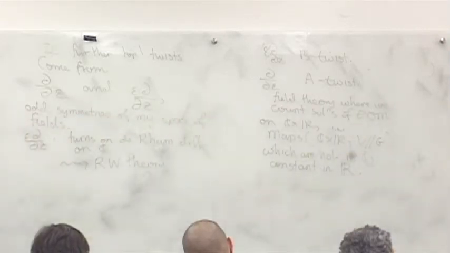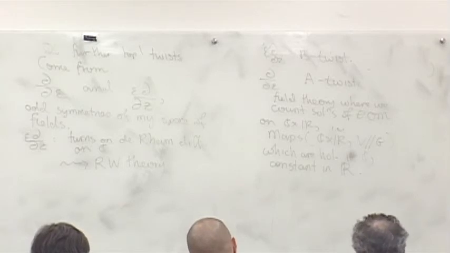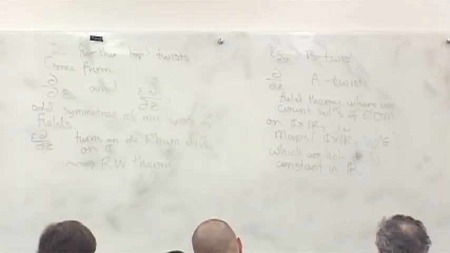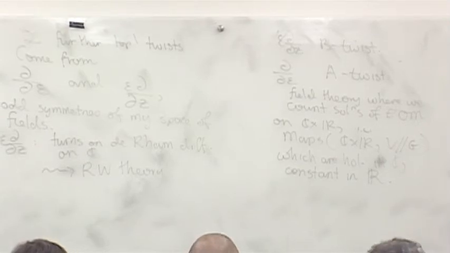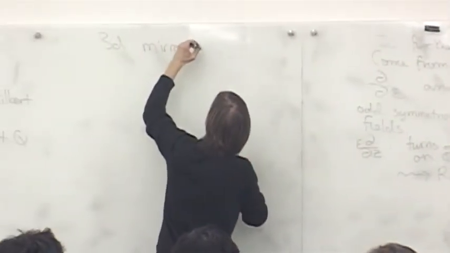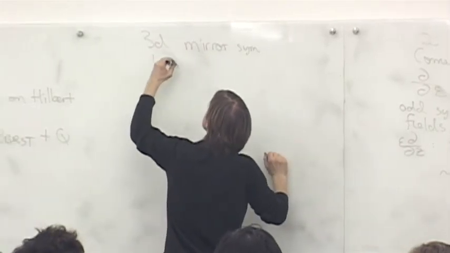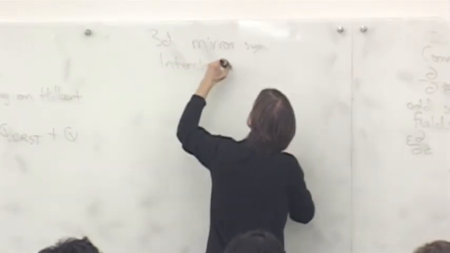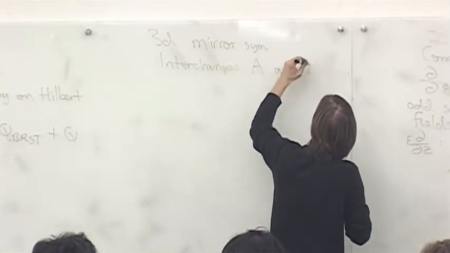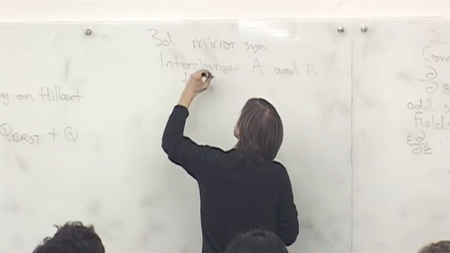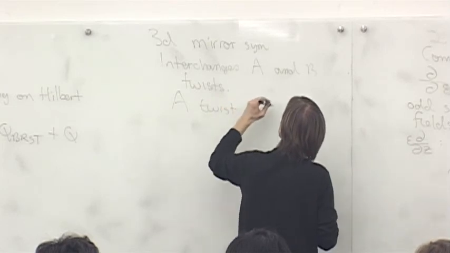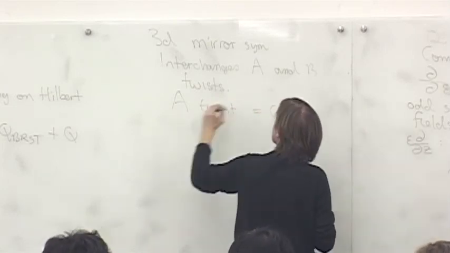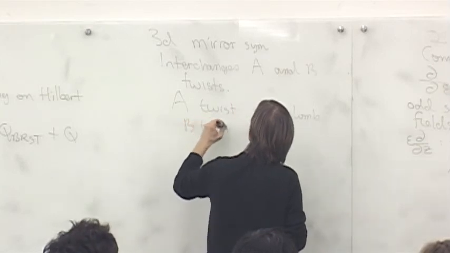Now, the final statement I want to make is that just like in the A model, so just like in 2-dimensional mirror symmetry, where the A and B models are interchanged, exactly the same thing happens here. So 3D mirror symmetry interchanges the A and B twists. The A twist is going to be related to the Coulomb branch. The B twist is going to be related to the Higgs branch.